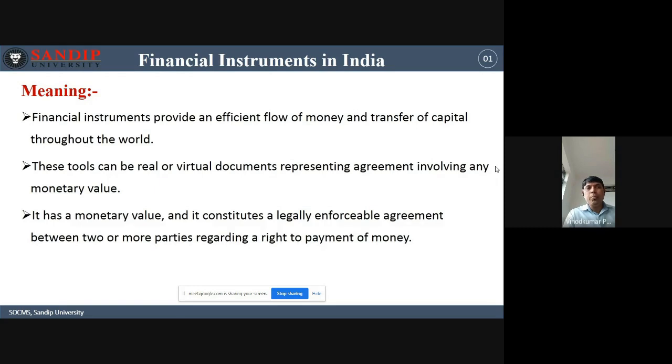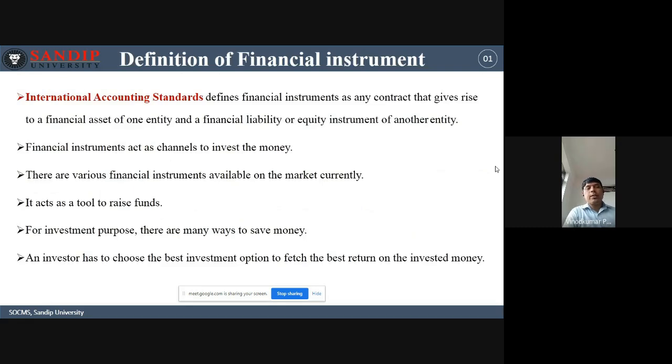So when you buy any financial instrument, there is a legal binding to make the payment to that particular party. It is a written document, or it can be online, on an online portal or online platform, or a virtual document. So this is the financial instrument.